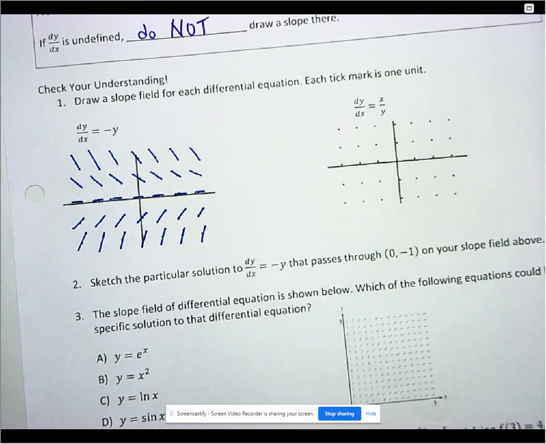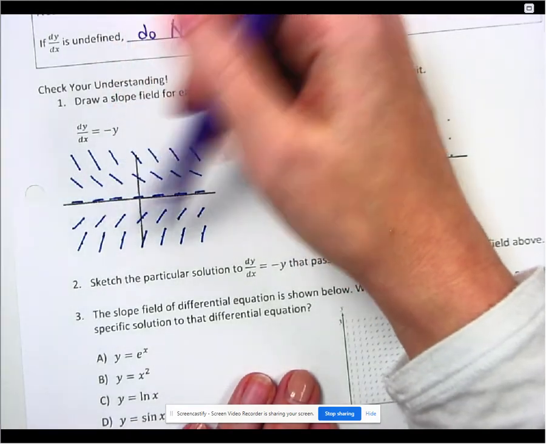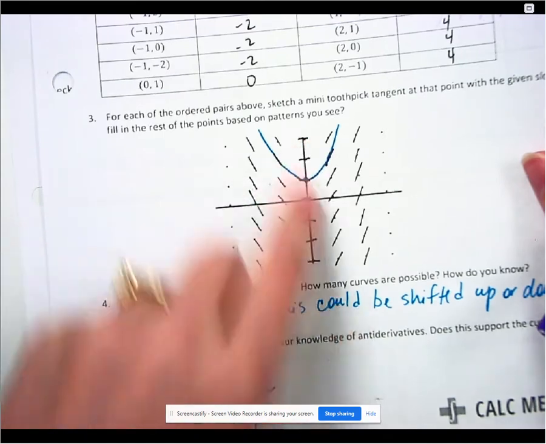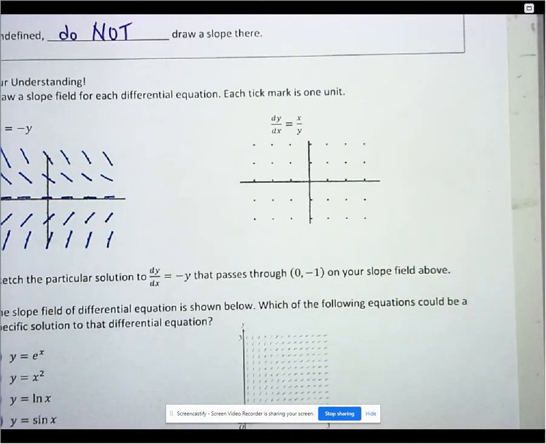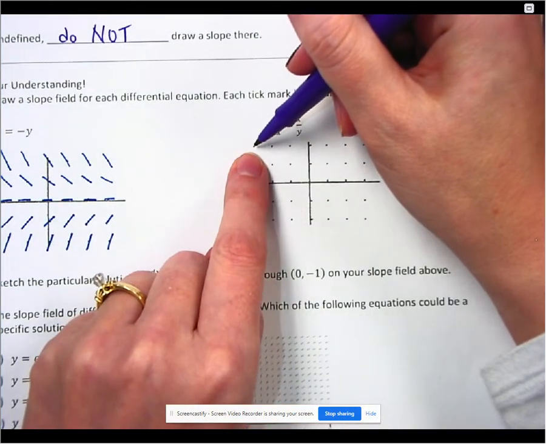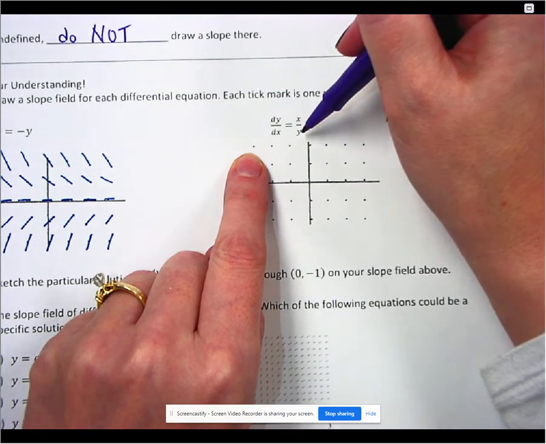So if there's only a y, horizontally the slope's equal. If there's only an x, vertically the slope's equal. Let's see what happens when there is an x and a y. So on these, we'll take each of these ordered pairs and we're going to take the x coordinate and divide it by the y coordinate.